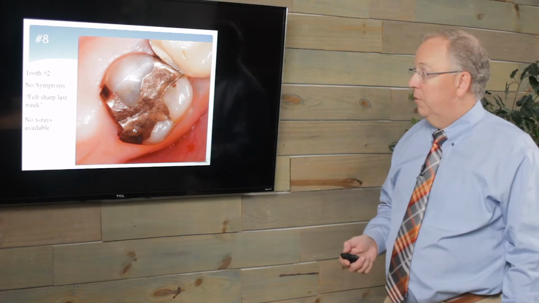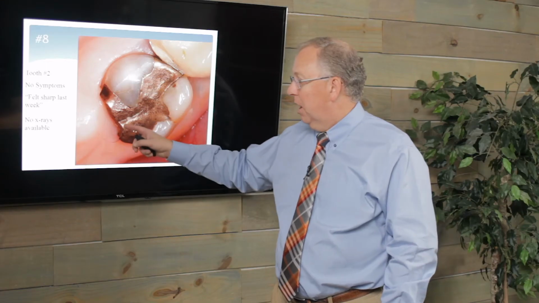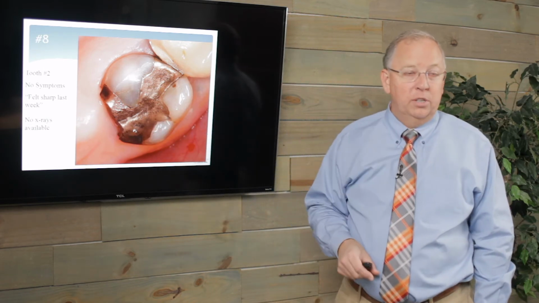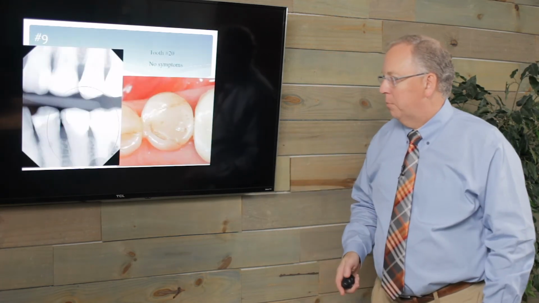Now this number 2, different story. No symptoms, doesn't matter, felt sharp because the cusp broke off apparently last week. One cusp gone, we're going to replace that with a crown. Right? There's probably also some decay up there. It's an awful lot of gray up under there.